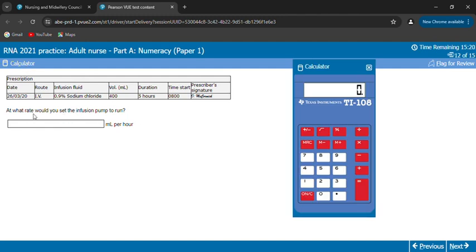What rate would you set the infusion pump to run? So we have volume 400 ml, duration 5 hours. That's simple. 400 divided by 5, you will get the answer 80 ml. They already mentioned ml per hour, so you only have to write 80 ml. That's it.